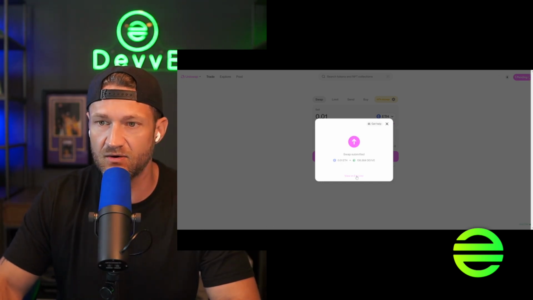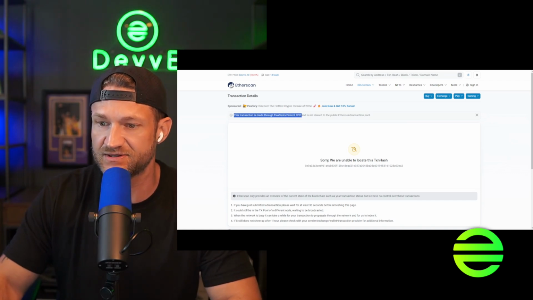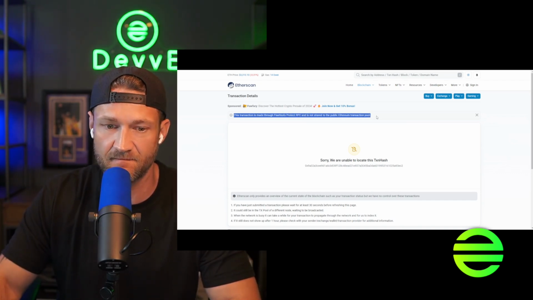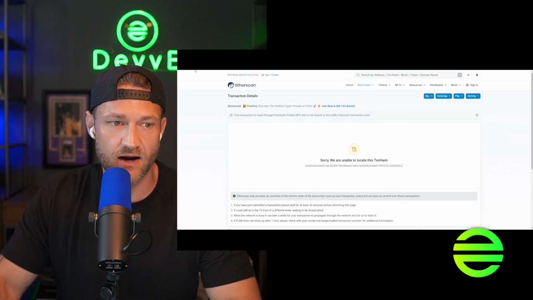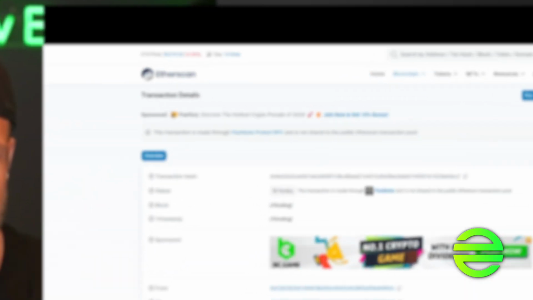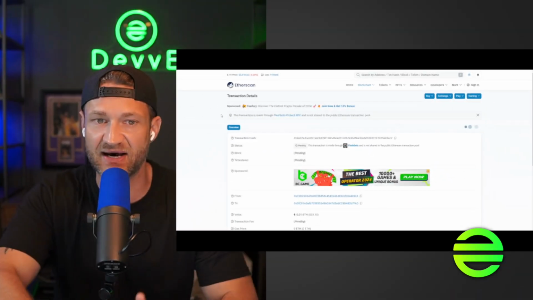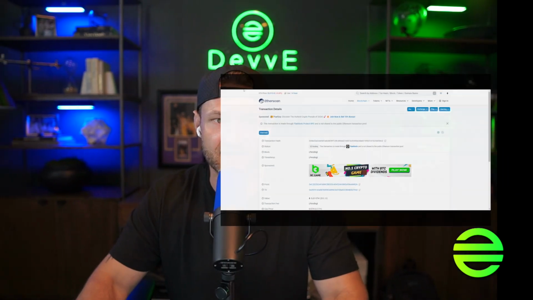And then we're going to take a look at the transaction before it's picked up by the nodes. That's important. So I'm going to click confirm, view in explorer. Now, I want to show you what it says here. It says this transaction is made through Flashbots Protect RPC and is not shared to the public Ethereum transaction pool, which means the bots cannot read this, okay? So I got quoted back here, let me share this tab, of 122.667.